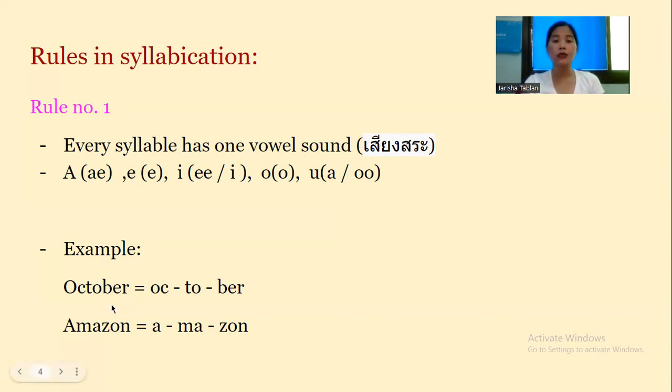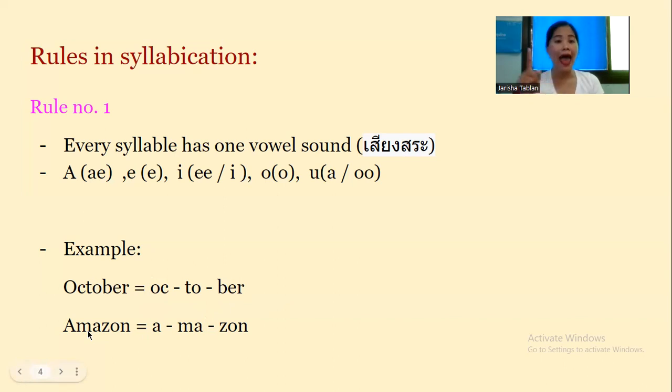October. October. O, O, E. So, one vowel sound equals one syllable. How many vowel sounds are there in the word October? There are 3. So meaning to say, there are also 3 syllables. We have ok, to, and ber. October. Okay. Next, the second one is the Amazon.